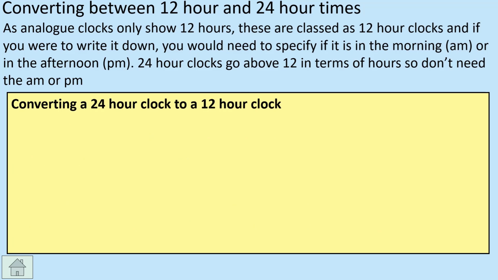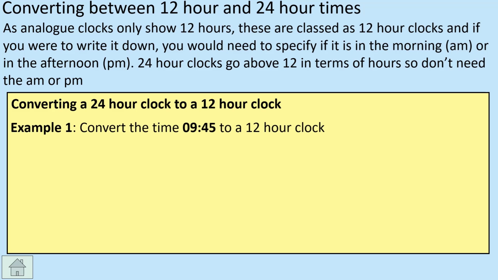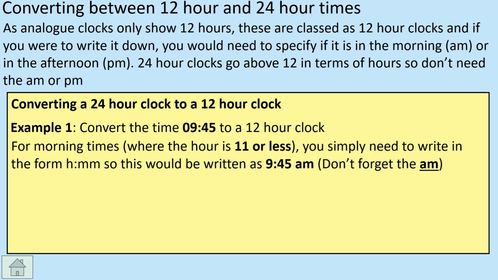Well, what about if we work the other way? Of course, that's going to happen, isn't it? So if you want to convert a 24-hour clock to a 12-hour clock, if you've got 09:45, well, this is quite easy. You can see you've got 0 here. So this is, again, going to be in the morning. So we're just going to drop the 0 and write 9:45 AM. Okay, so that's the bit here, AM. So morning times. So this is where the hour is 11 or less.